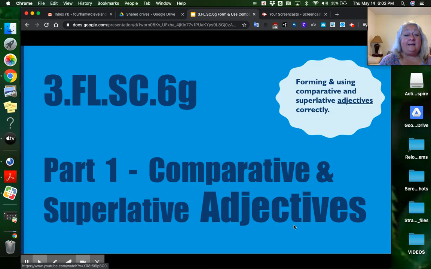Remember that today we talked about forming and using comparative and superlative adjectives correctly. I hope you'll join me next time when we learn about comparative and superlative adverbs.